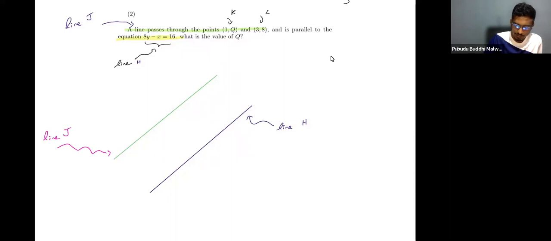So let me mark those 2 points. 1, Q, 3, 8. So point K and point L. Right? And more importantly, these 2 lines are parallel. But what's the meaning of that? How would you use that idea mathematically? Right? You should be able to express that mathematically through an equation. So what's the equation for this idea?